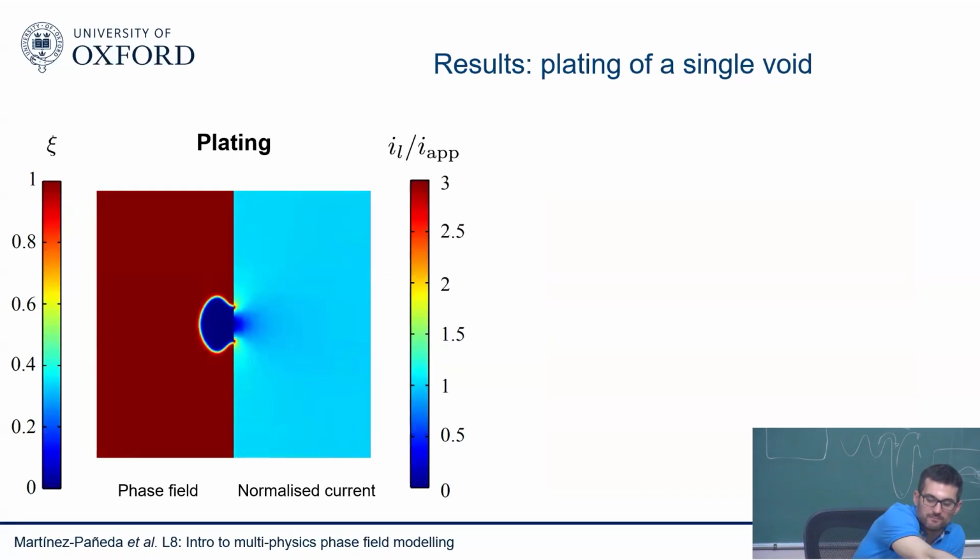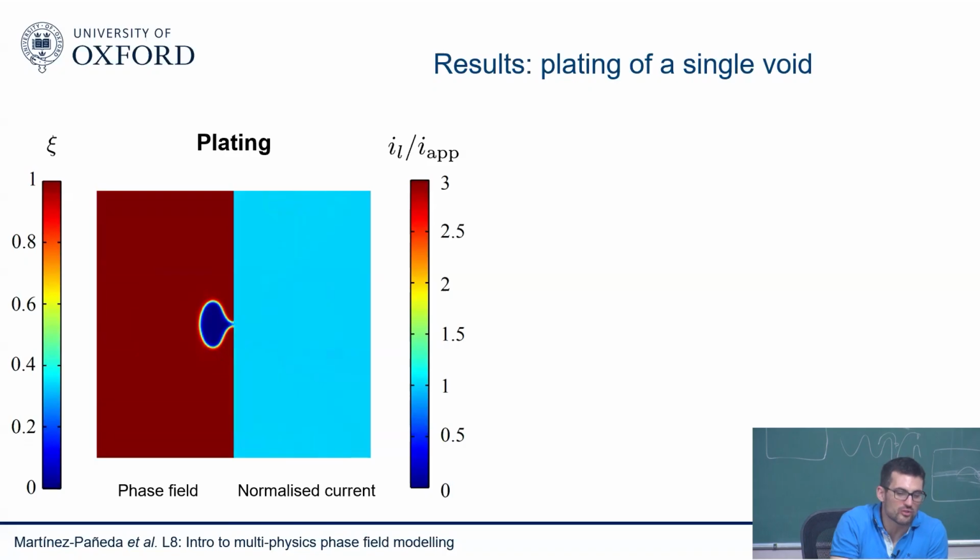Now we go to plating. Again, same type of results. On the left, the lithium metal anode, showing the phase field from 0 to 1, 0 in the void, 1 outside. On the right, the normalized current. And you can see how the void is closing as we deposit lithium, and how eventually you get completely occluded from the electrolyte and your hotspots disappear. So this is the plating.